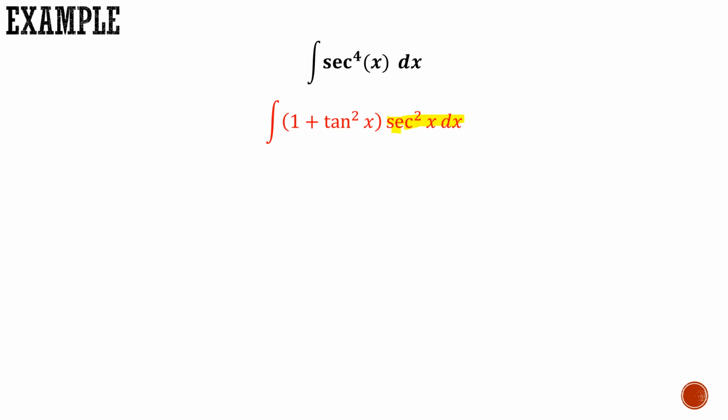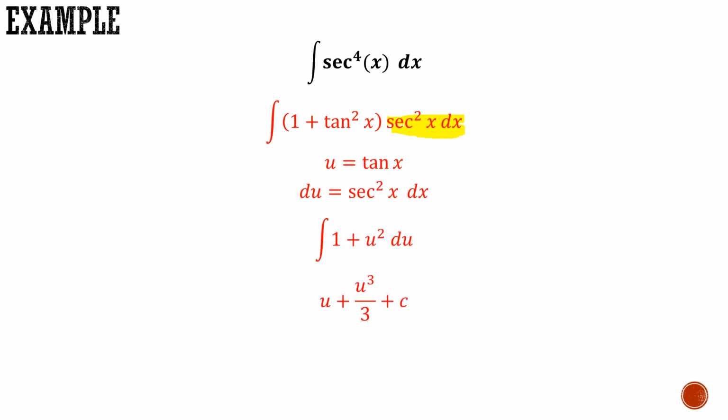So now, since I'm setting aside the secant squared x dx, I'm going to let u be whatever's left, without the power. So u is going to be tan x, which means du is my secant squared x dx. So then I have the integral of 1 plus u squared du. If I integrate that, I'm left with u plus u cubed over 3 plus c. And then plugging my u back in, I have tan x plus tan cubed x over 3 plus c.